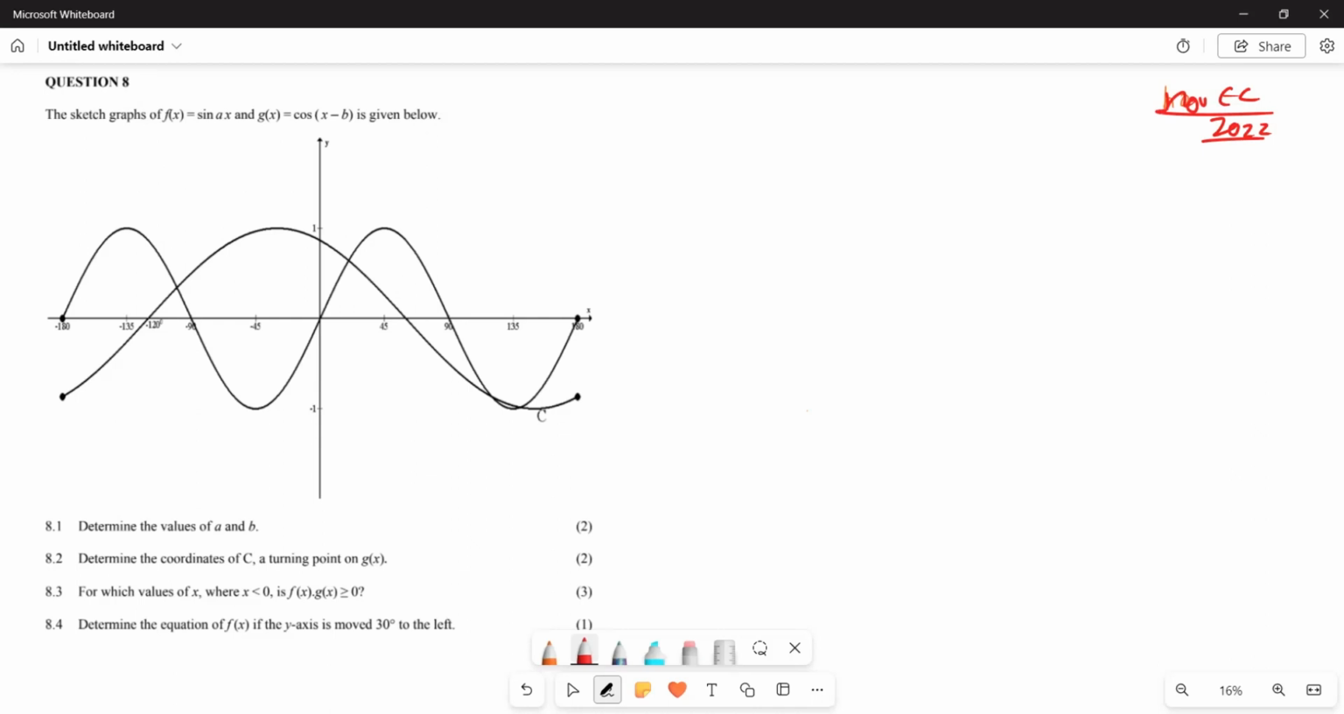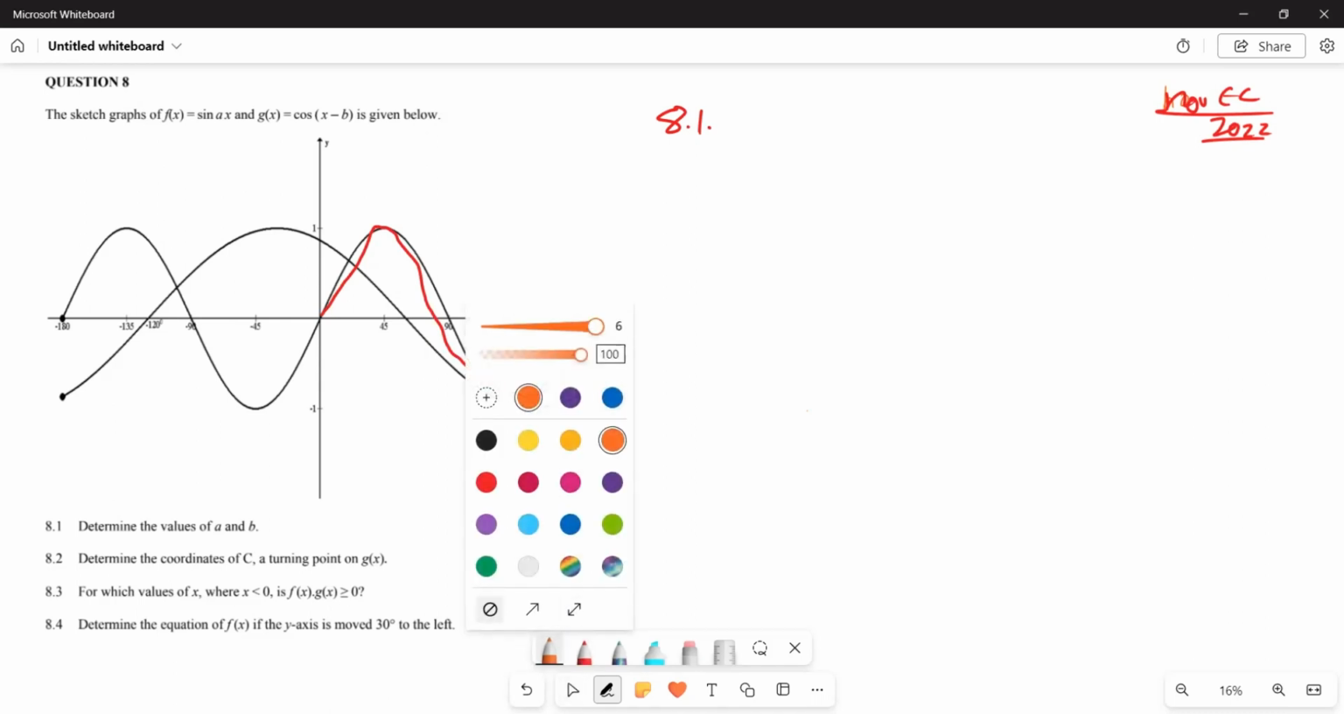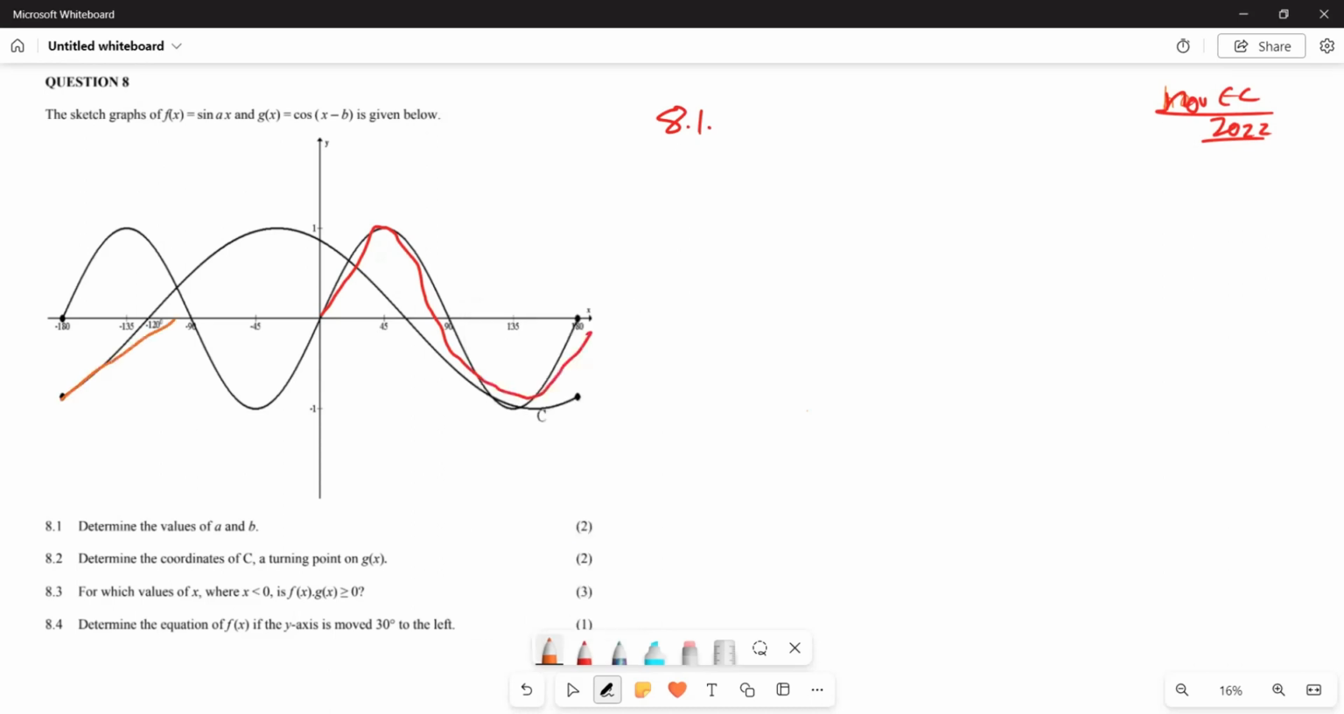So let's start here. For your 8.1, firstly, to determine our value of a, which function is going to be that, right? If you look at this first one, the red one, it is the graph of sine, while this other one, let's make that a different color, this other one is the graph of cos, isn't it so? So now what is it that we are going to do with this graph?